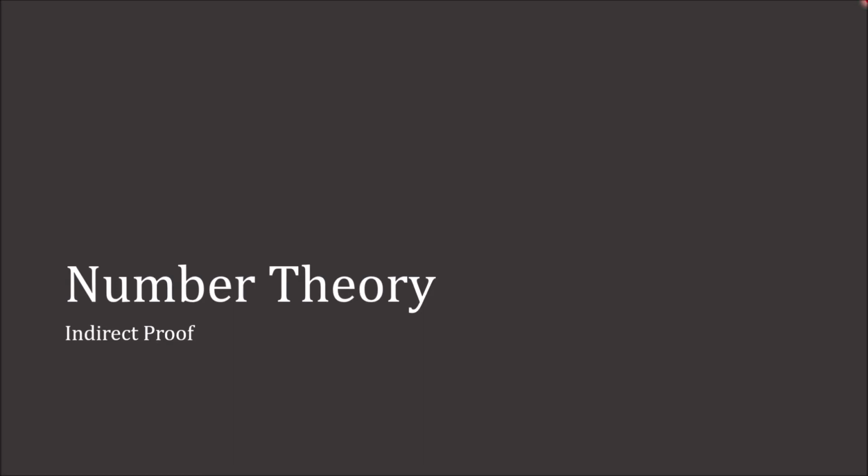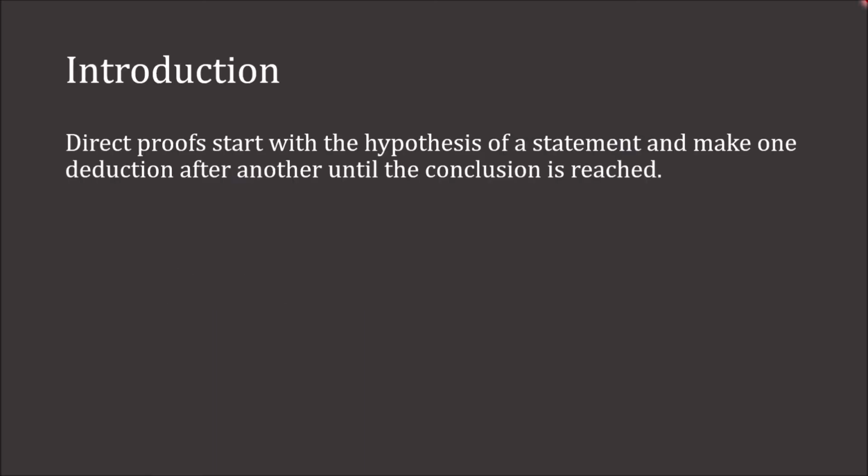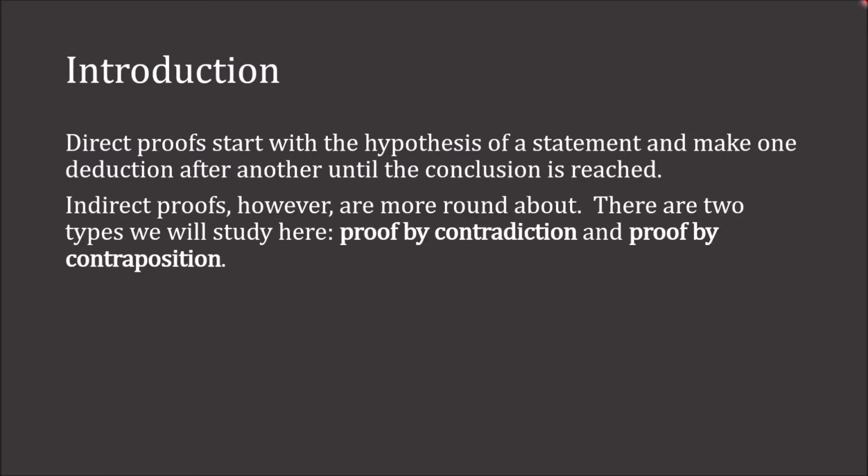And we conclude our look at number theory by looking at the method of indirect proof. So there's actually going to be two methods we look at. Now, recall that direct proofs start with the hypothesis of a statement, and then we make one deduction after another until the conclusion is reached. Indirect proofs, however, are more roundabout, and the two types we study are proof by contradiction and proof by contraposition.